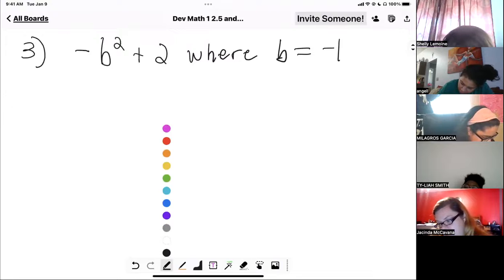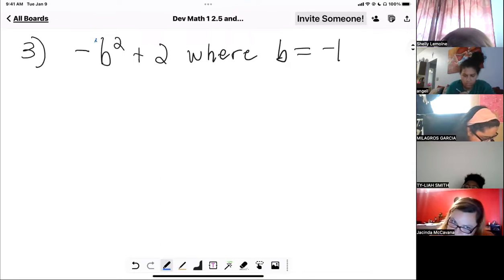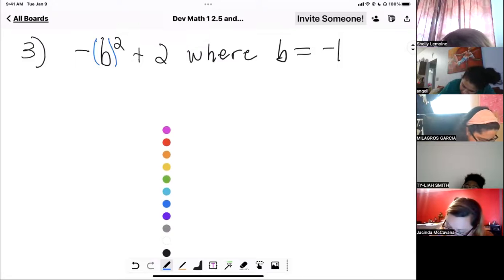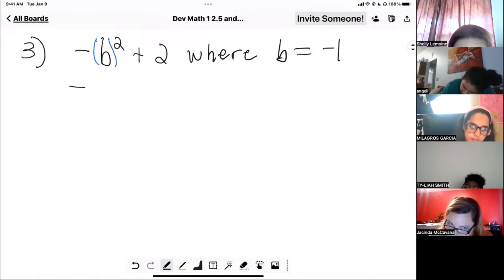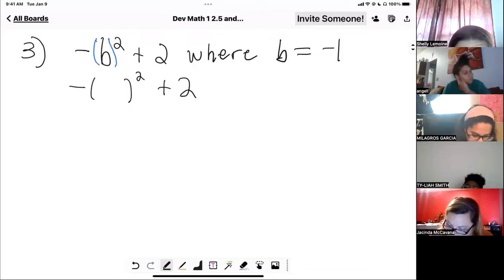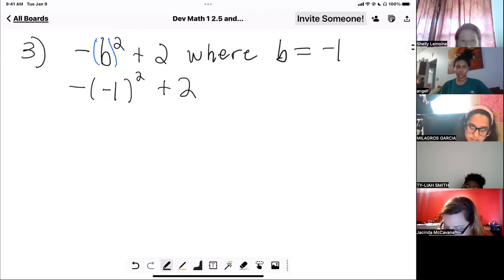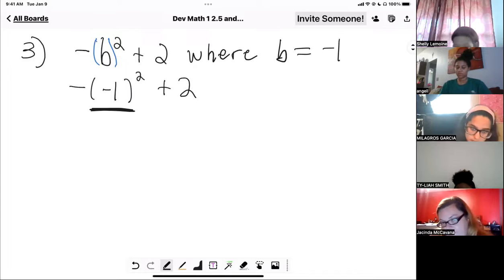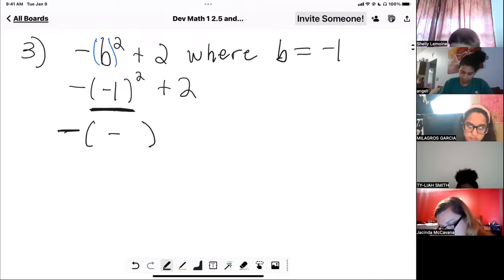Okay, I'm only allowed to replace b. So just as a visual, there's my b. When I write this again, I'm going to put negative, here's my parentheses. I wrote everything but the b. Why? Because the b is going to become -1. And now you have to do this first. That's your exponent. So the negative just hangs around.